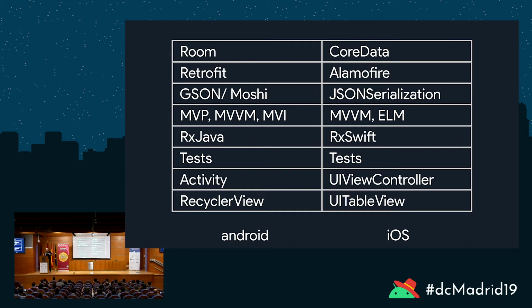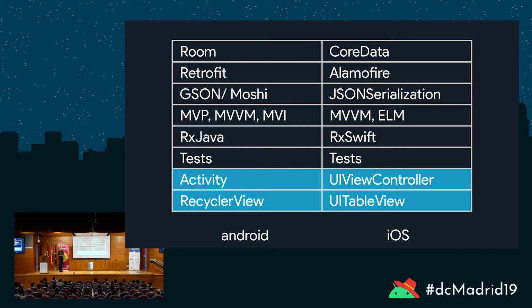If we're going to do this on Android and iOS without using multiplatform, typically we'll use some of these libraries. For instance, I'm going to use Room for the database, Core Data for iOS, Retrofit, Alamofire, JSON serialization, RxJava, RxSwift, and then the part that is really different is the UI. In the case of Android, typically you use the activity, and in the case of iOS, a UIViewController, and for presenting a list, RecyclerView and UITableView.